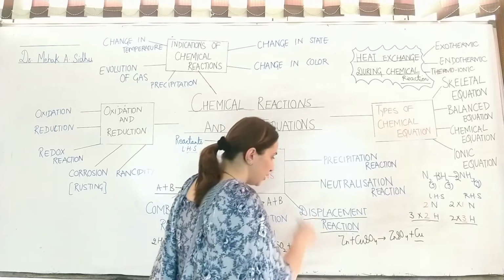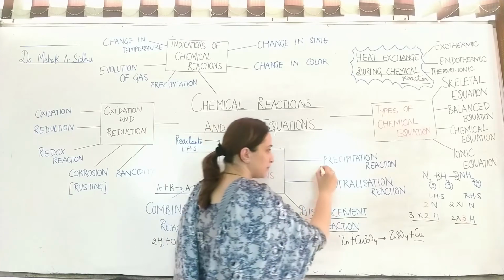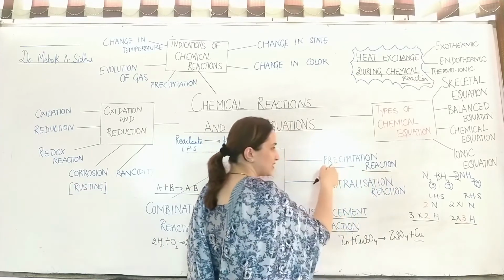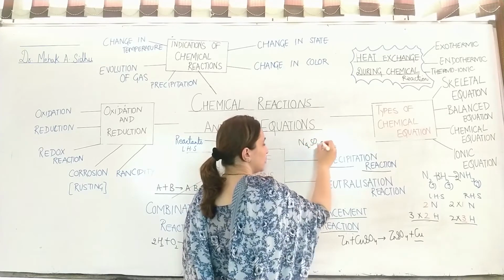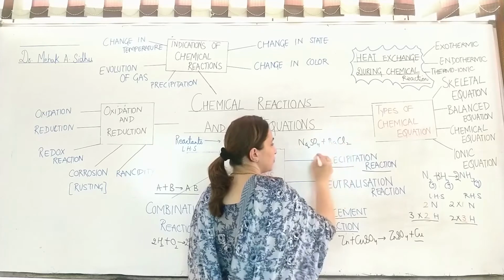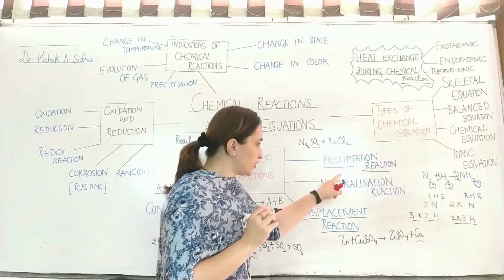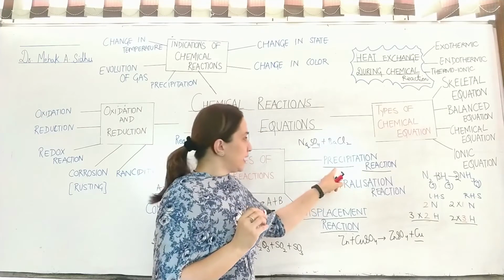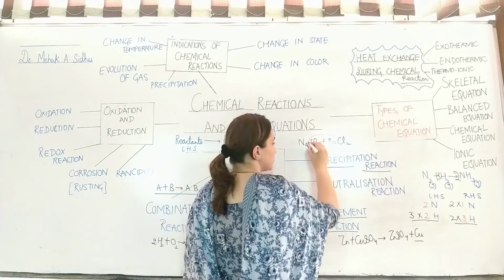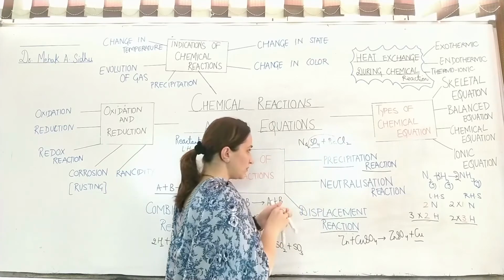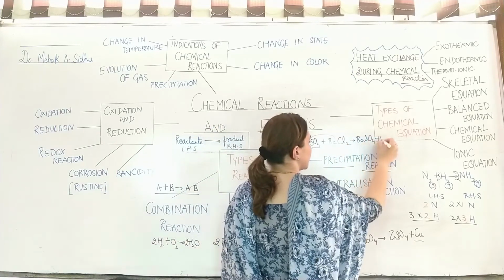In case of double displacement, it is also known as a precipitation reaction. For example, Na2SO4 plus BaCl2. In a double displacement reaction, there is a mutual exchange of ions between two salts. Now look at this reaction, it will form BaSO4 plus NaCl.